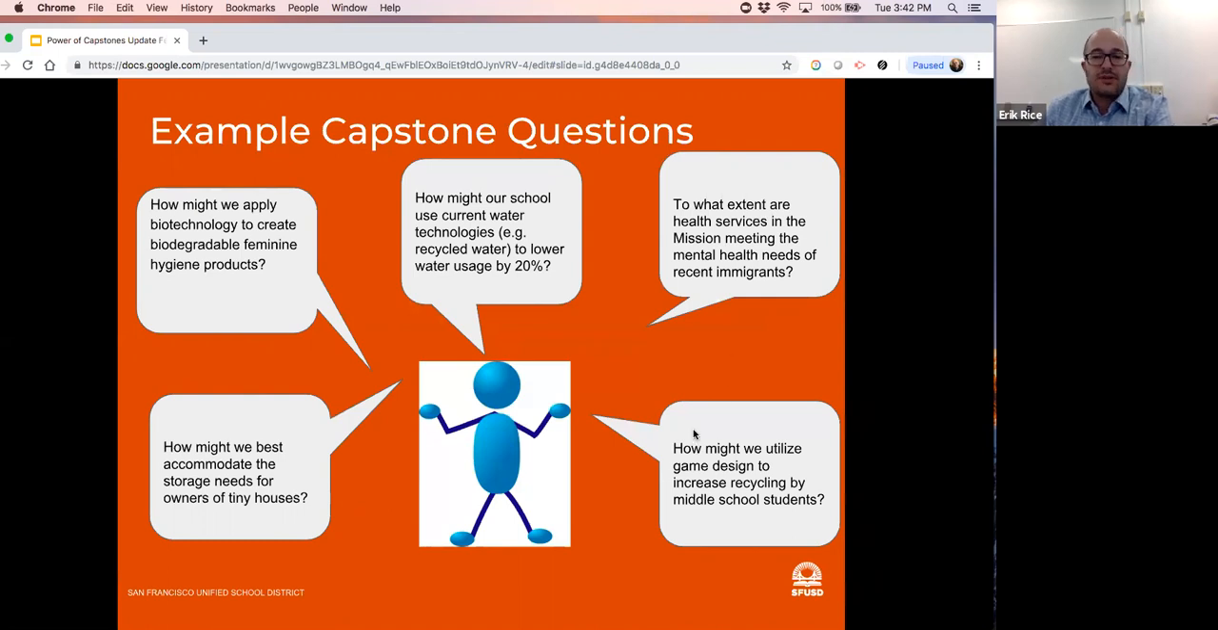And then you'll see the game design one around changing behavior through game design. So they had to create a game.